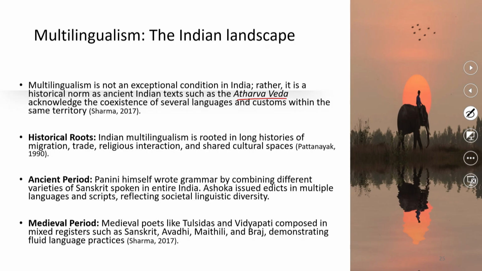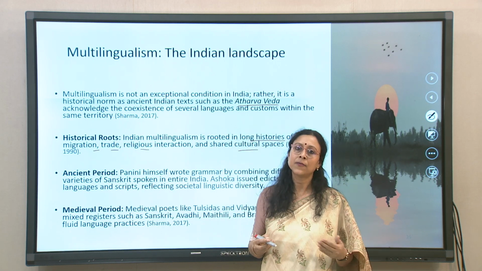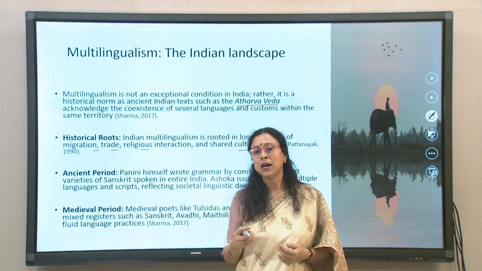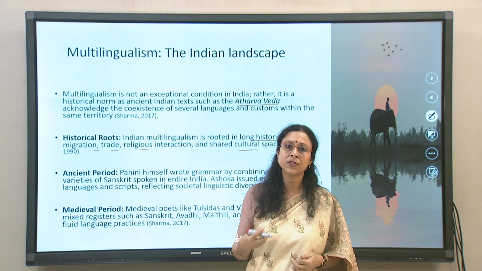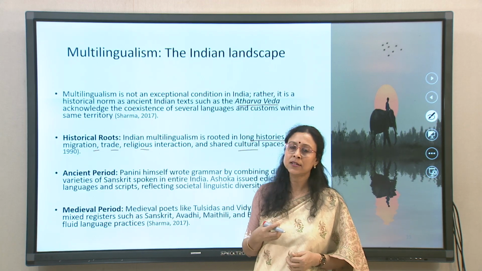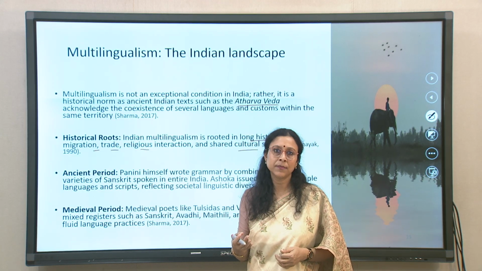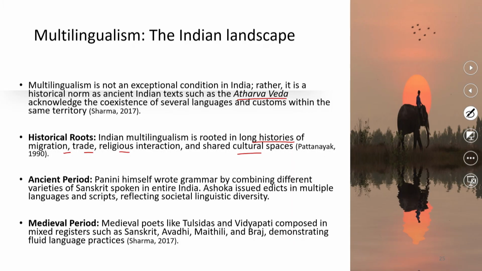And then during the historical period, we have a long history of migration, trade, religious interaction and shared cultural spaces across thousands of years, at least hundreds of years in the historical time. During 300-400 BCE, we do have records. In one of our previous lectures, we talked about the Indus Valley civilization having trade relations with Mesopotamia and other surrounding areas. That is how old that is, 2000 BCE, depending on which theory you believe, but around 2000 to 1500 BCE.